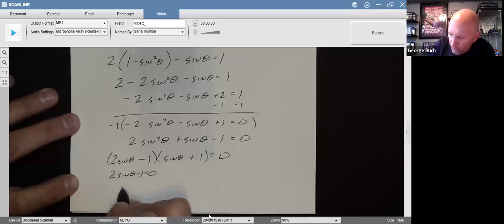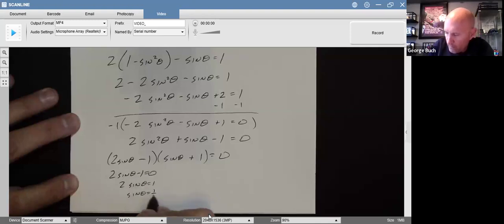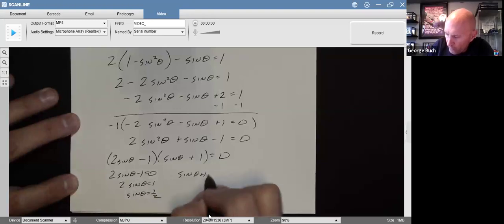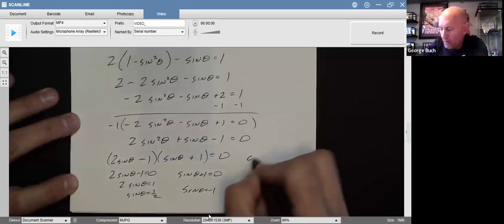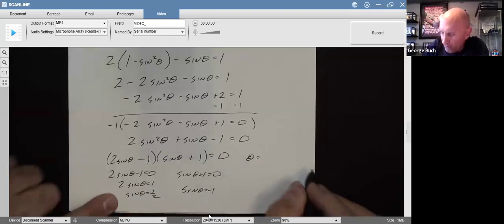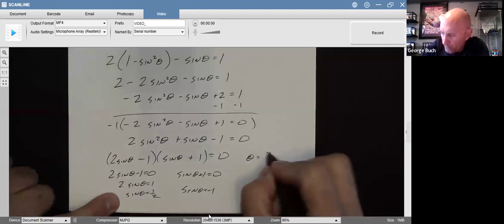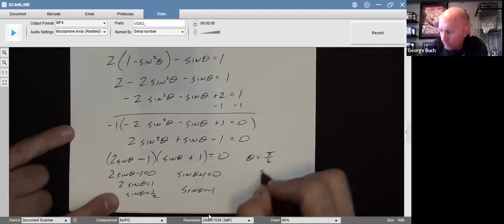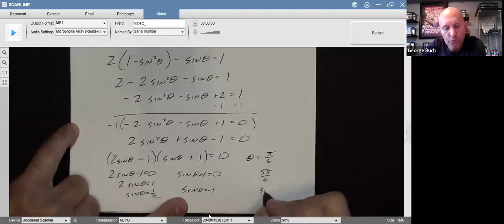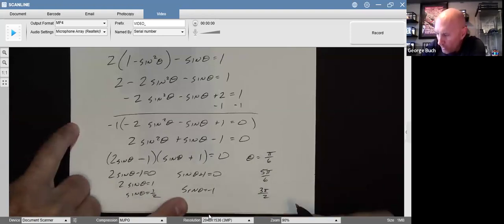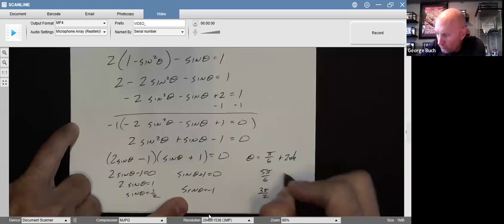So now we get 2 sine of theta minus 1 is 0. So 2 sine of theta is 1. So sine of theta is 1/2. And from this one, sine of theta plus 1 is 0. So sine of theta is negative 1. So where does this happen? Well, where is sine positive 1/2? That's pi over 6 and 5 pi over 6. And where is sine negative 1? That's 3 pi over 2. Because I want all solutions, I need plus 2 pi k on all of these.